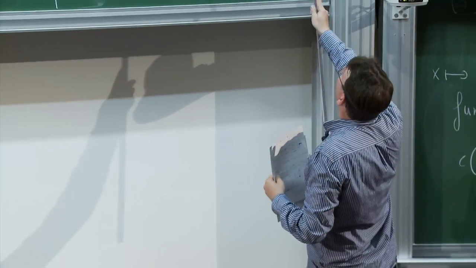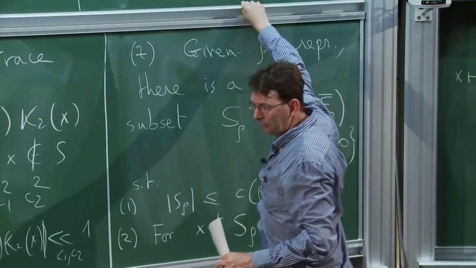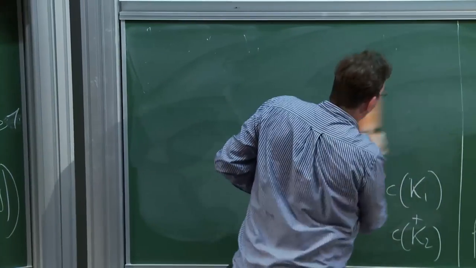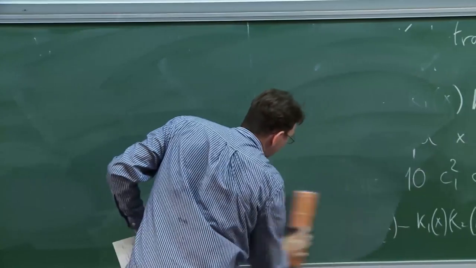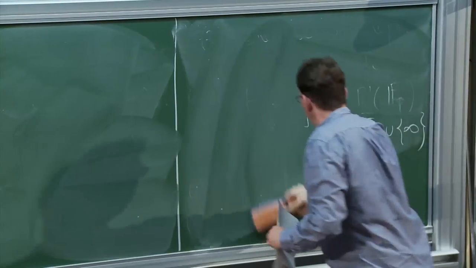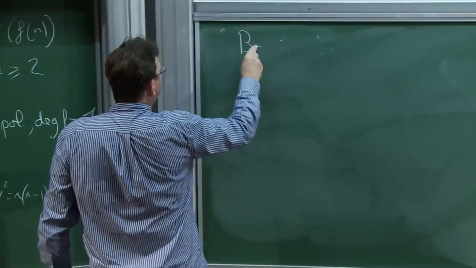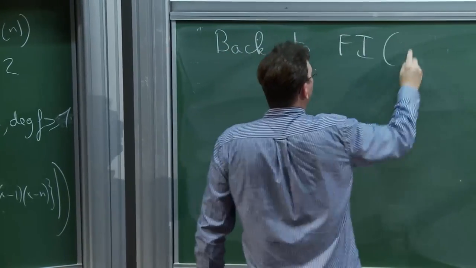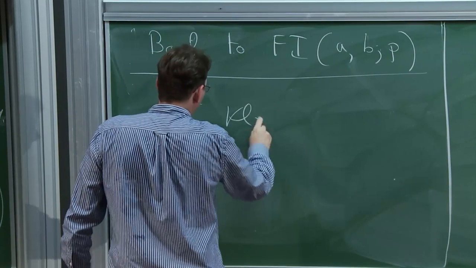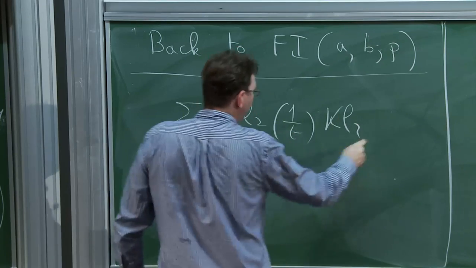With this done, we can go back to what we're trying to do with the Friedlander-Iwaniec sum once it's transformed into a sum of KL2s. So, back to the sum: after transformation, it was the sum over T in F_p of KL2 of 1 over T times KL2 of A over T plus B.